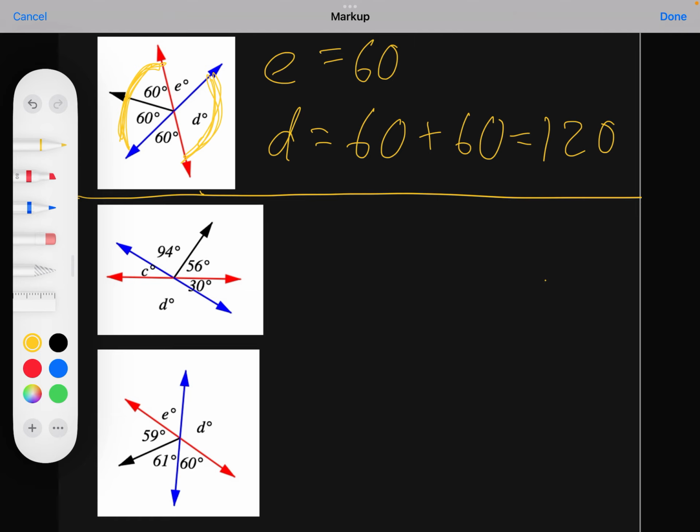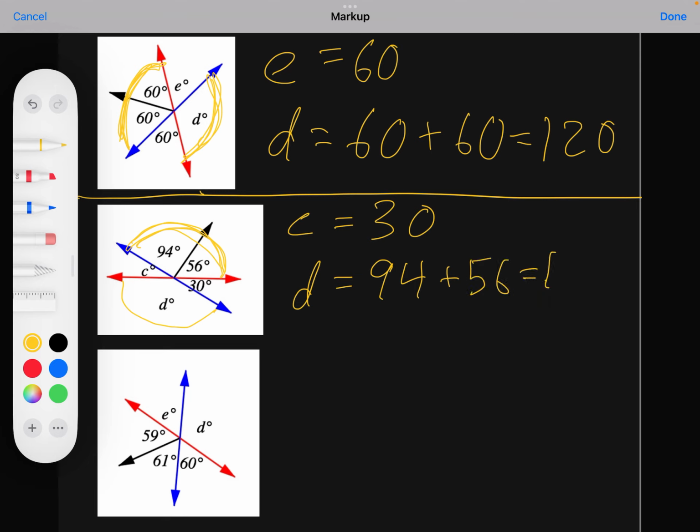All right, next, let's look at how to find C. That is vertical to that 30-degree angle, so C is 30. If I now want D, I could do this one of the two different ways. Let's try it the way I just did it. D is vertical to this other angle, which is made up of two smaller ones. So D is 94 plus 56, which is 150.